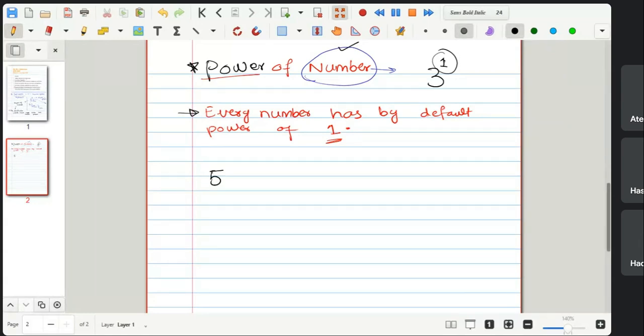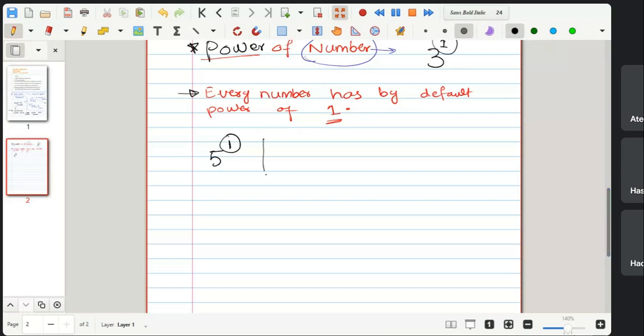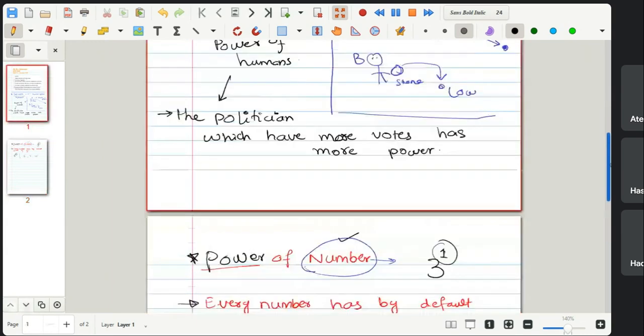So, dear students, for a number which has no power or anything written with it, the by default power is 1. It's a very important thing. You don't have to write the 1 with this number. It is not necessary. We are writing the 1 for understanding. Like 6, what is the power? Power is 1. Like 7, power is 1. And 10, power is 1. So we don't have to write 1, but for understanding we can write it.